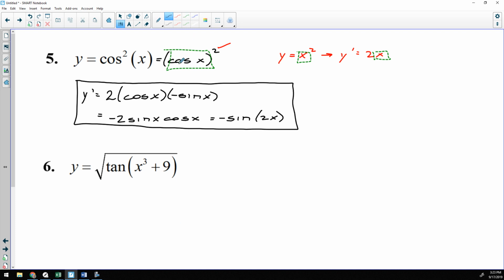See number 6, this one's getting kind of wonky. I see a square root of a tangent, and then I see inside the tangent other stuff.